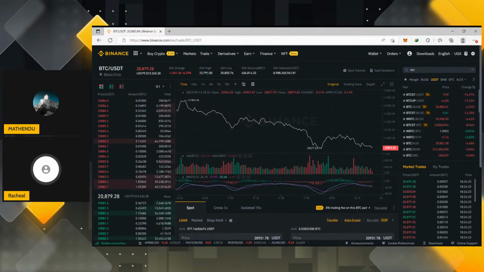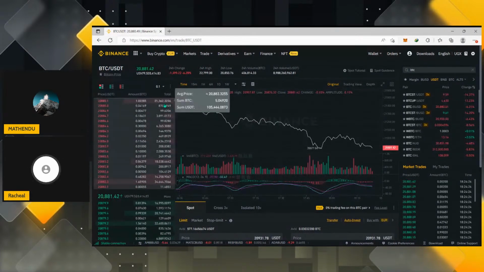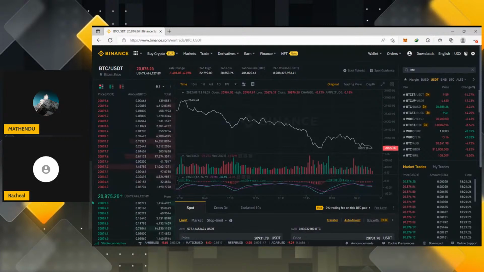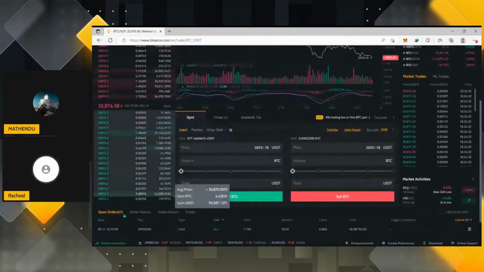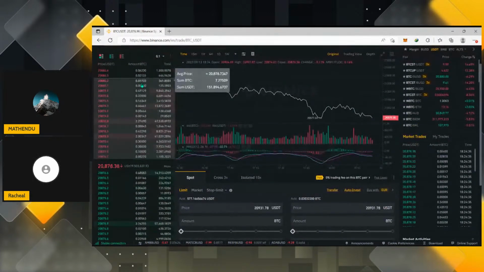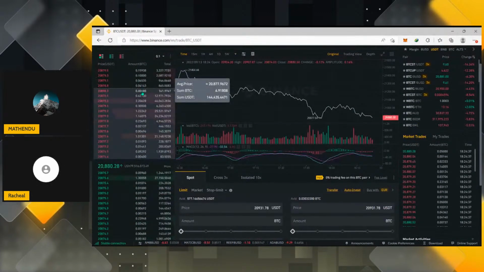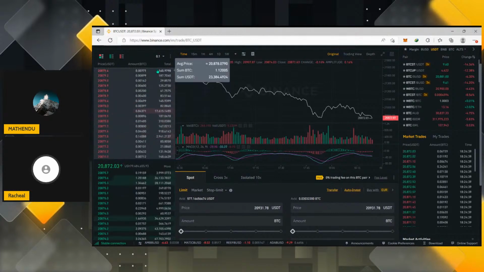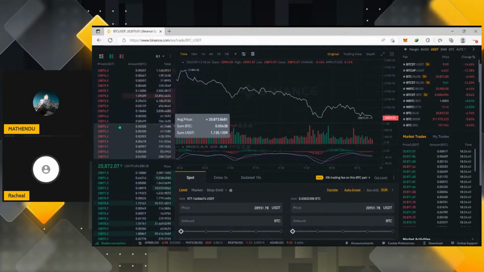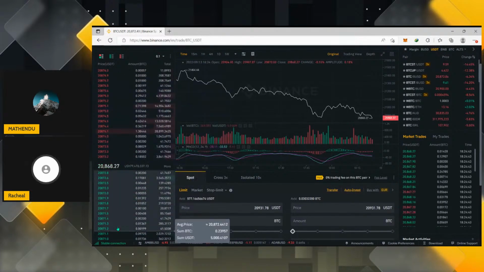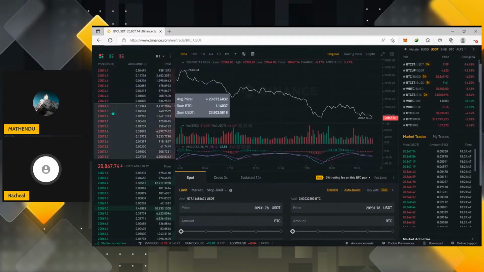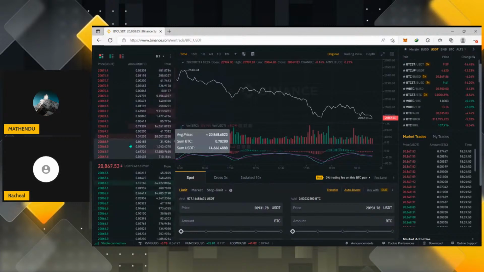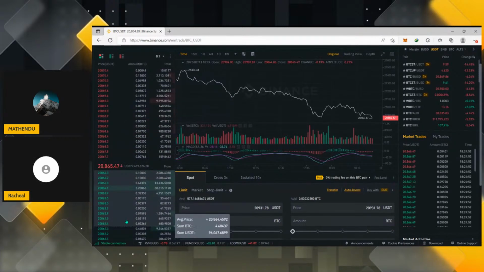Now after that, we move to my left side, where we have what we call the order book. The order book is a record of buys and sells. It's showing us the people that are buying and those that are selling. The ones in red at the top are selling, and the ones in green are buying.